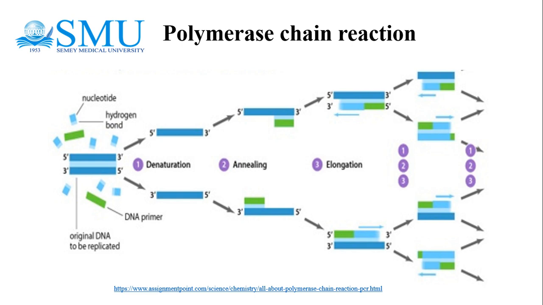Last step is gel electrophoresis of amplified product. The amplified DNA is electrophoretically migrated according to their molecular size by performing agarose gel electrophoresis, and the amplified DNA forms clear bands which can be visualized under ultraviolet light.